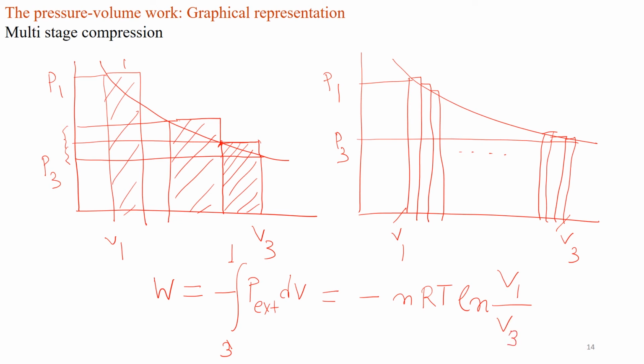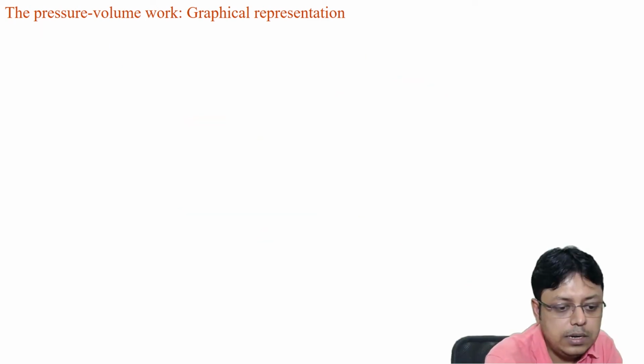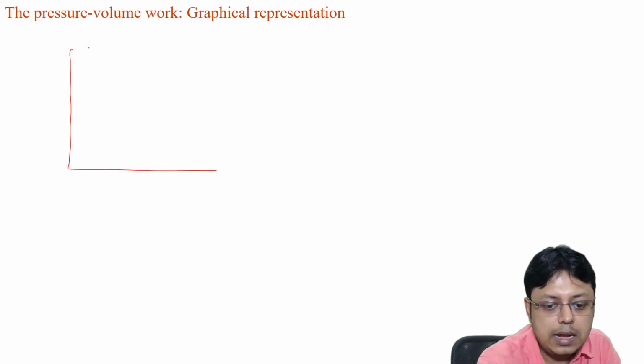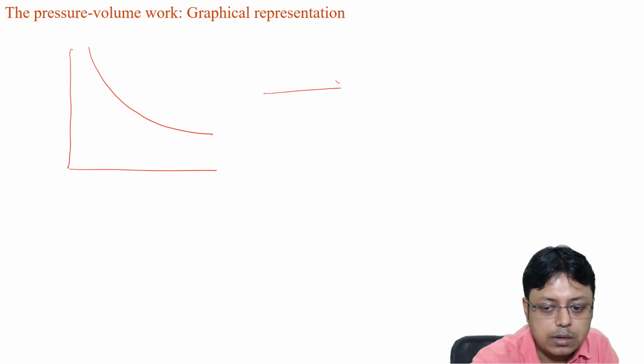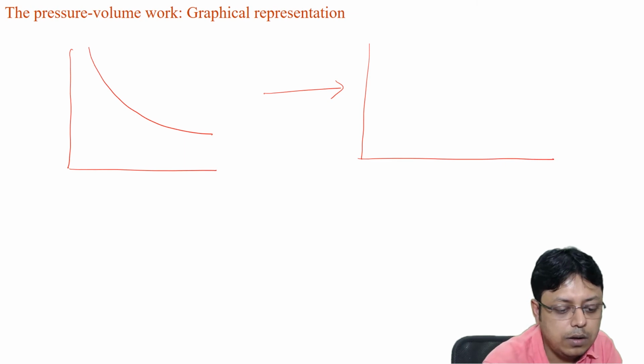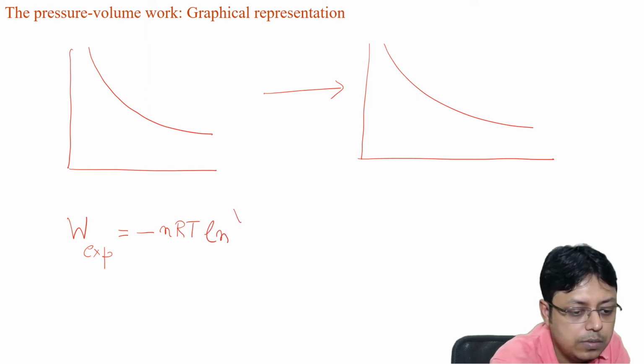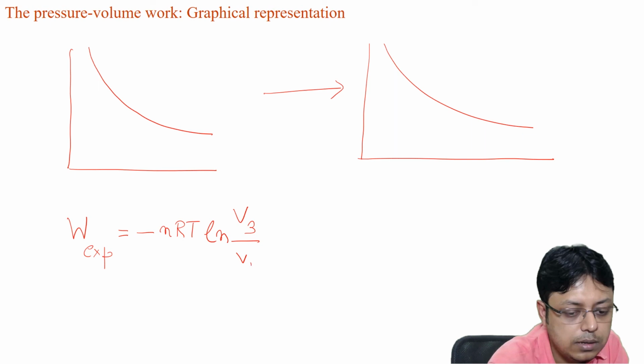So what we learned is that if we do a cyclic process in this case, where we first did a multistage expansion and then did a multistage compression, the work done for the expansion is nothing but minus nRT ln V3 by V1, where this is V1, this is V3.